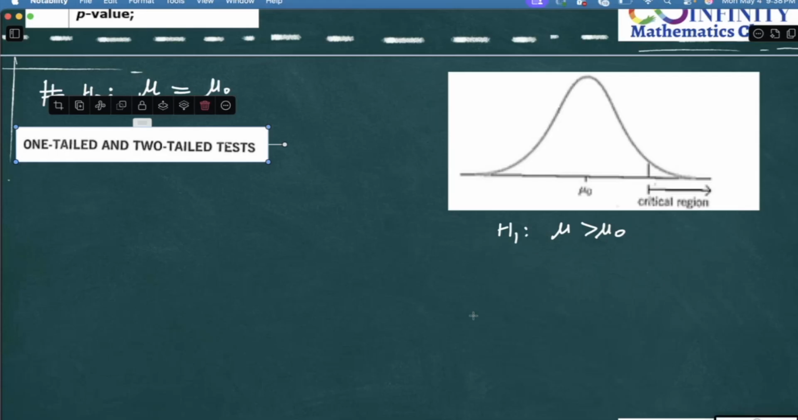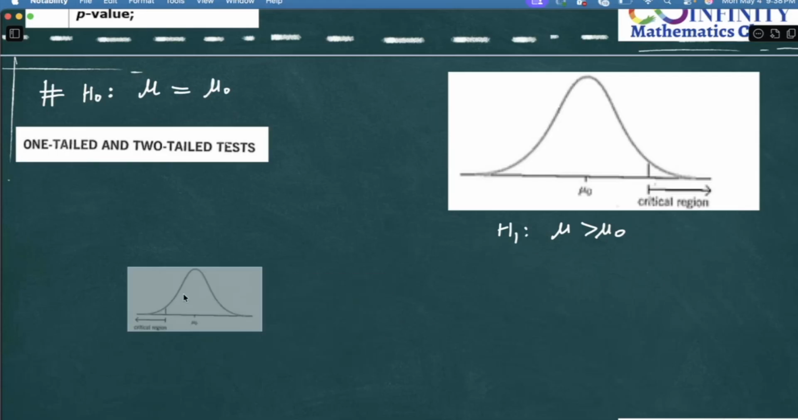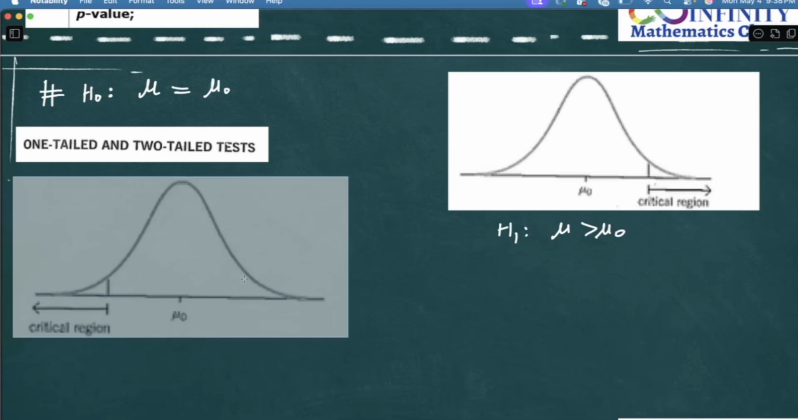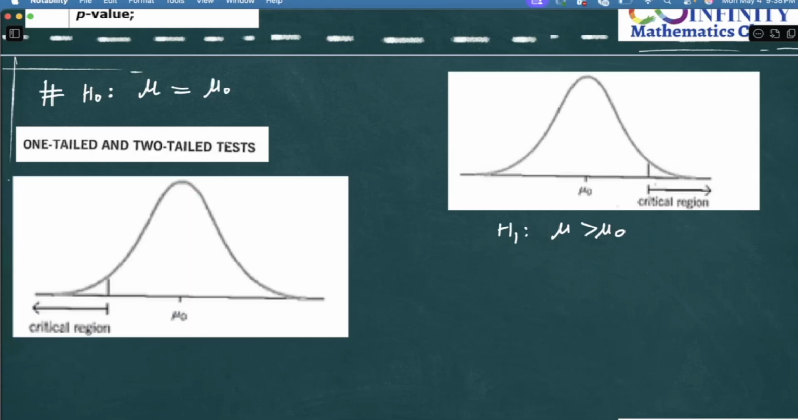Similarly, there will be a situation when you will have the critical region on the left-hand side. We discussed the meaning of critical region maybe in the previous class. This is the situation where the alternative hypothesis is going to be mu is less than mu naught. So the name you will be using here is lower tail, and the other one is upper tail.